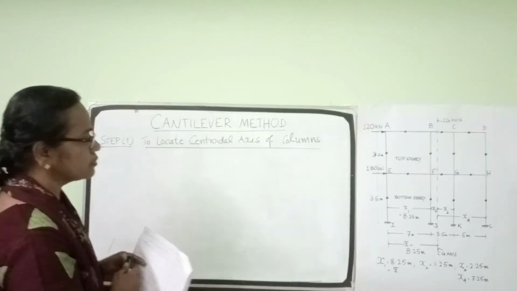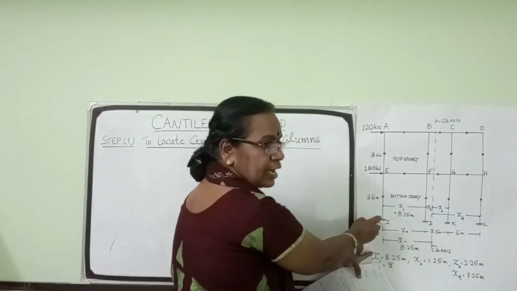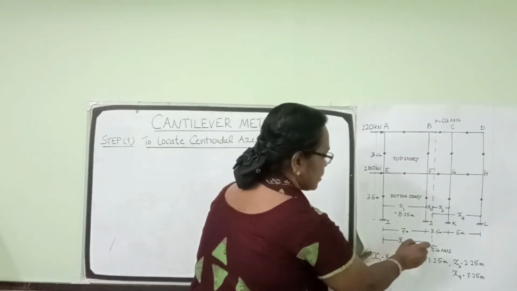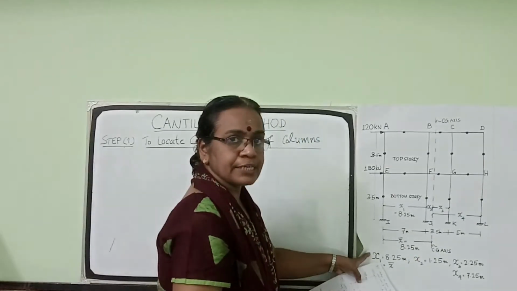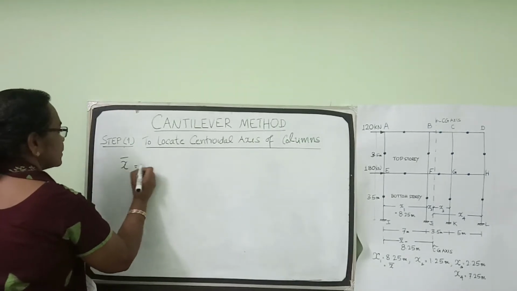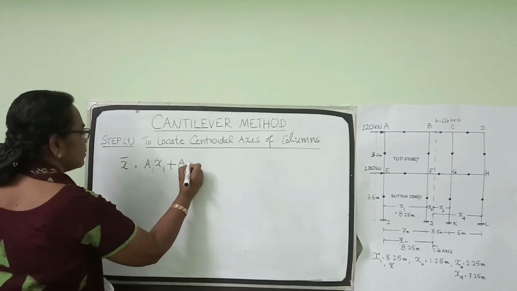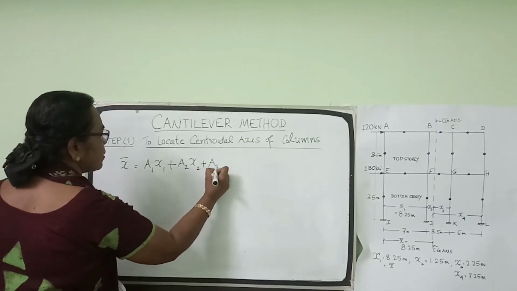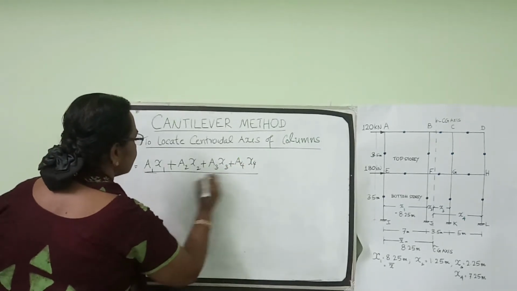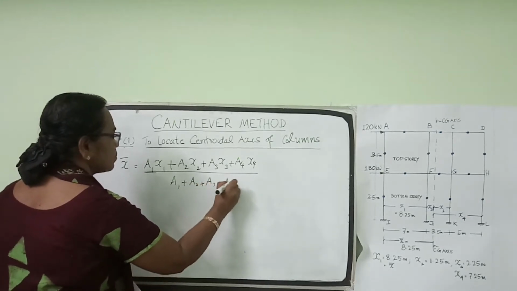To find the centroidal axis, I have taken the left edge column AEI as reference, and from this, the centroidal axis is at a distance, say x bar. How to locate x bar? We have studied in first year engineering mechanics how to locate the center of gravity: x bar is equal to A1 x1 plus A2 x2 plus A3 x3 plus A4 x4 divided by the total area A1 plus A2 plus A3 plus A4.